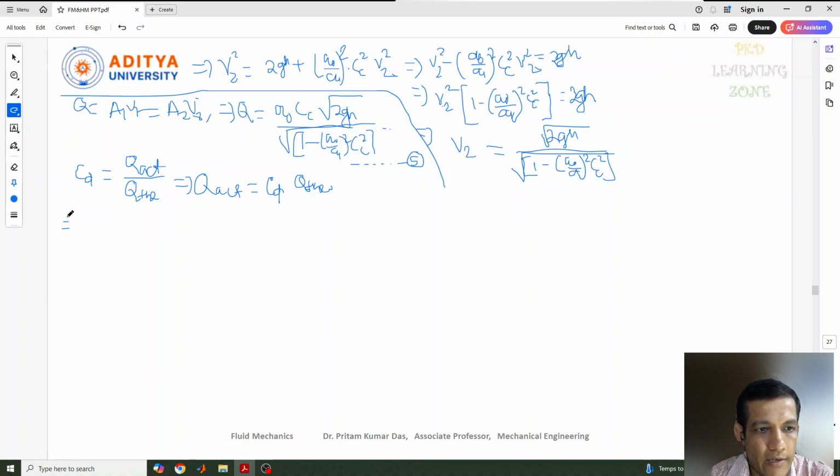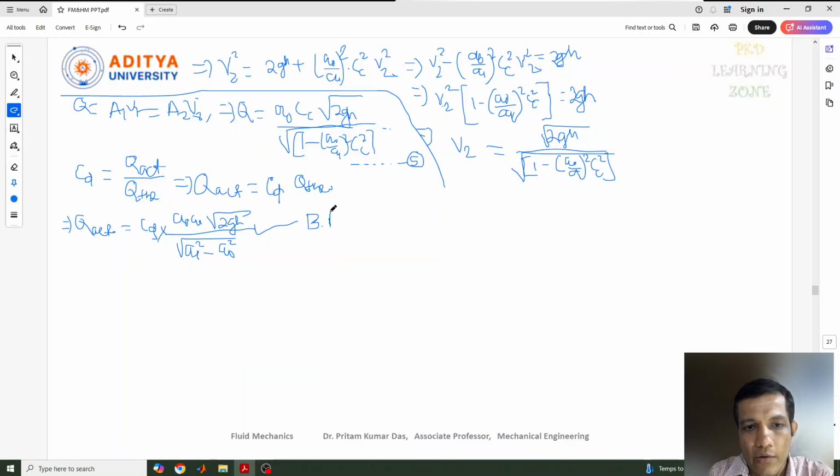So here again I can write Q actual equal to CD into this Q theoretical value. We know that we can write it as A0 A1 root over of 2GH divided by root over of A1 square minus A0 square. This equation we got from Bernoulli's equation. If you have seen the previous videos of the venturimeter, there we derived this equation from Bernoulli's equation when there is a flow. So I can write Q theoretical equal to this formula.